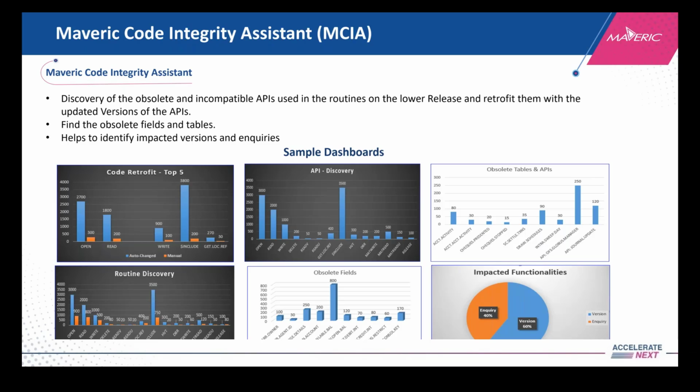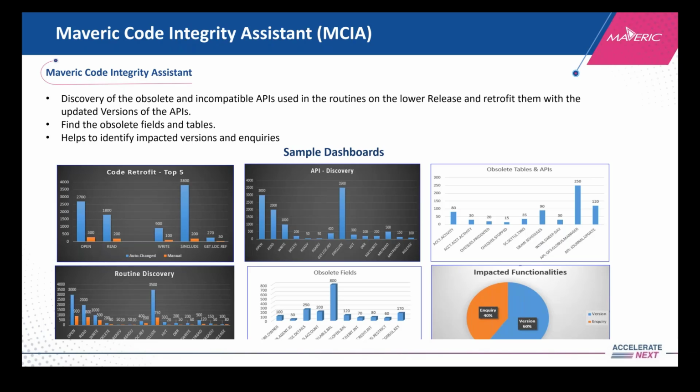Similarly, when you're going from a lower release to an upper release, there will be many core APIs that you use that might have changed their syntax, some of them might be obsolete, and some new core APIs came which might do the work that you are currently doing in a better way. So how do we find that? For that, we have created a repository.